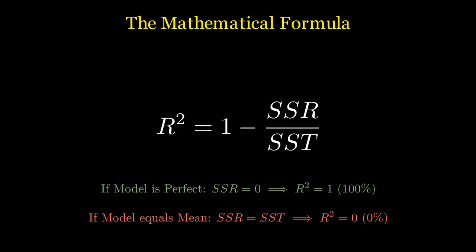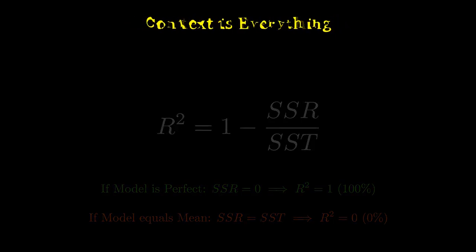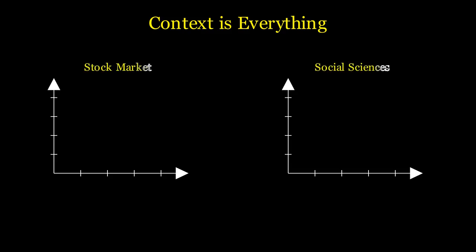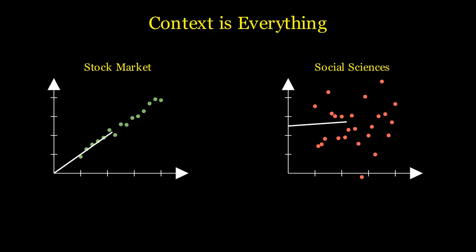It is crucial to understand that a high R-squared doesn't always mean your model is good in a causal sense. For example, in the stock market, you might see an R-squared of 0.9, but that could be due to overfitting, where the model follows the noise instead of the signal. In social sciences, an R-squared of 0.3 might be considered excellent because human behavior is inherently unpredictable. Context is everything in statistics.